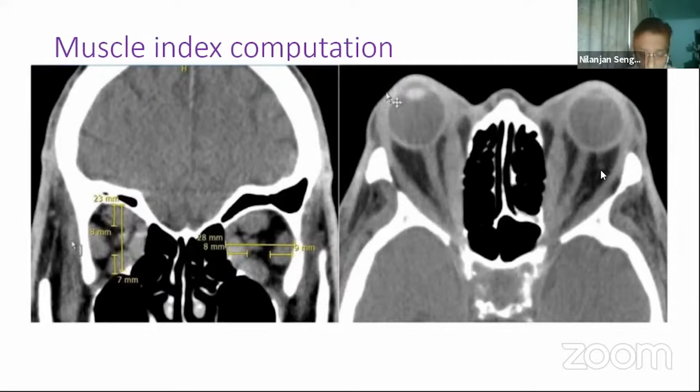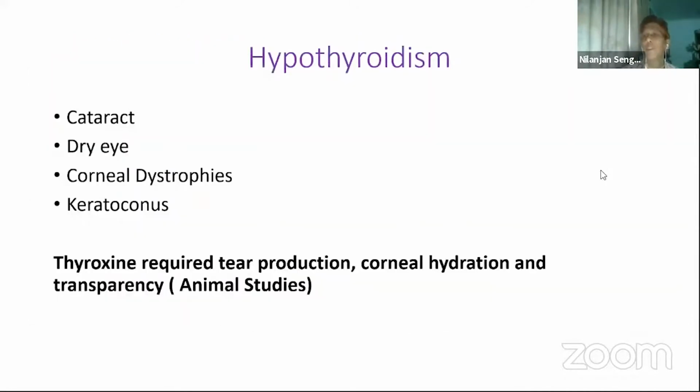If the muscle index is more than 70%, there is a high chance of dysthyroid optic neuropathy being present, because it has been seen that more than two-thirds of cases of dysthyroid optic neuropathy have a muscle thickness or a muscle index more than 70%, whereas if the muscle index is less than 50%, then the likelihood of having dysthyroid optic neuropathy is less.